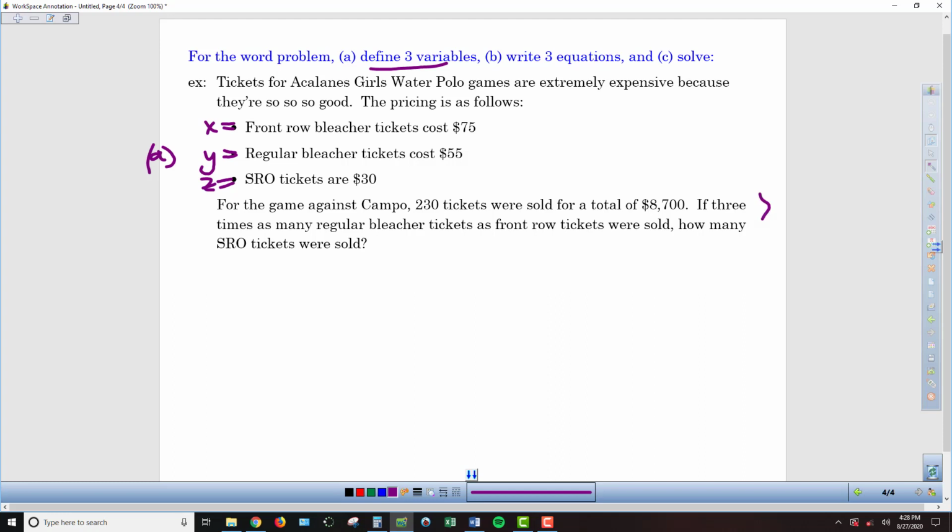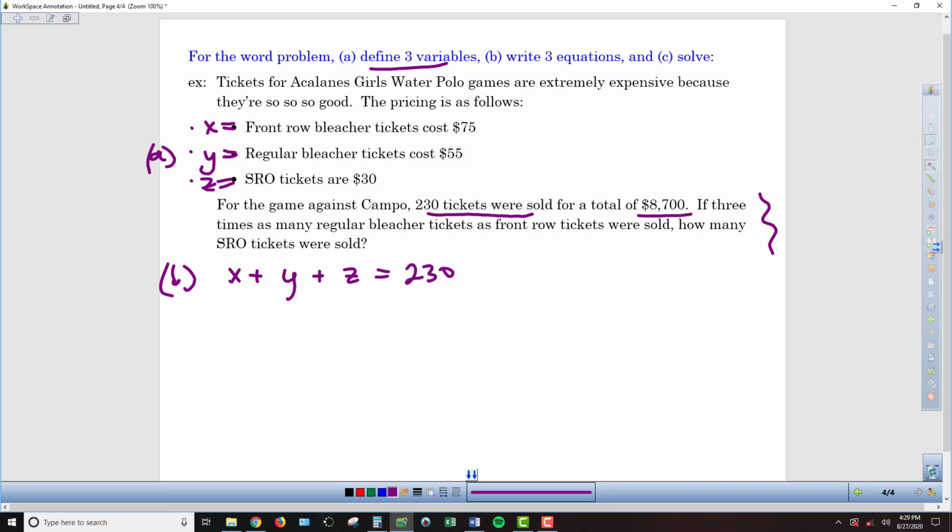And so now we're going to use the information that's here to build our three equations for part B. So to start off with, we're told that 230 tickets were sold. So we can stop right there, and that's enough information for us to piece together our first equation. Because if X, Y, and Z are all representing the number of each of those types of tickets, and we have 230 total tickets sold, that means our first equation could just be X plus Y plus Z equals 230. So there's one equation.